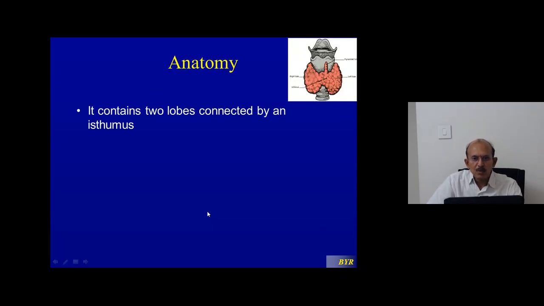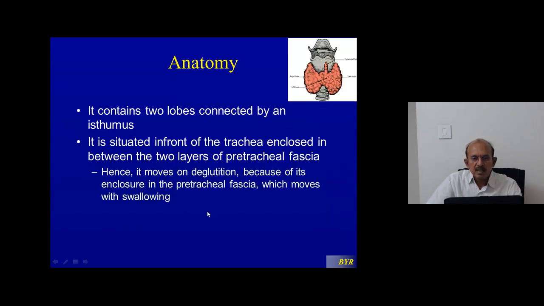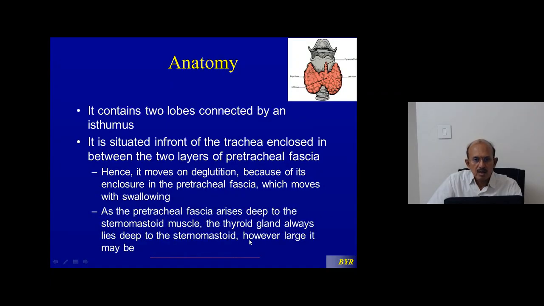Thyroid gland has two lobes connected by an isthmus. It is situated in front of the trachea, enclosed between two layers of pretracheal fascia. Hence, it moves on deglutition because of its enclosure in the pretracheal fascia, which moves with swallowing. As the pretracheal fascia rises deep to the sternomastoid muscle, the thyroid gland always lies deep to the sternomastoid, however large it may be.